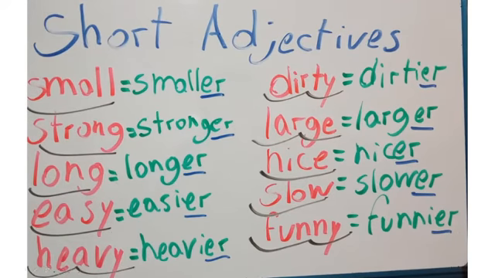Now, let's look at these short adjectives. We have small, one syllable; strong, one syllable; long, one syllable; easy, one syllable; heavy, two syllables; dirty, two syllables; large, two syllables; nice, one; slow, one; funny, two syllables. Okay, all of them are short. That's why we have to add er to every single adjective in order to change it into a comparative expression.